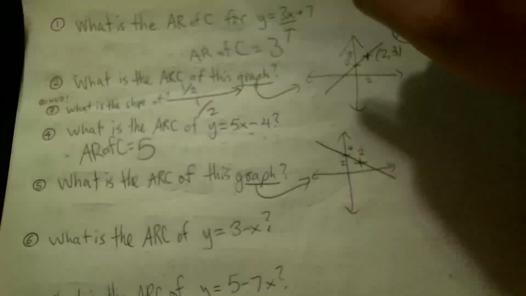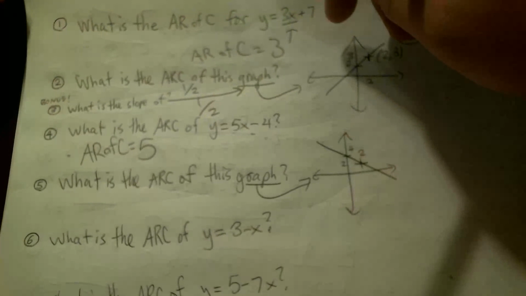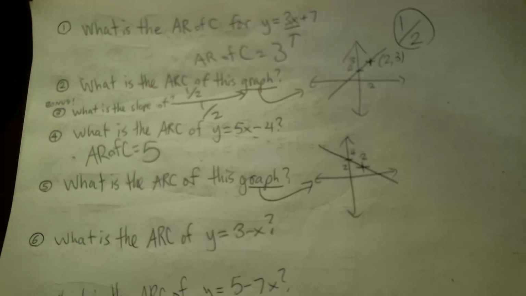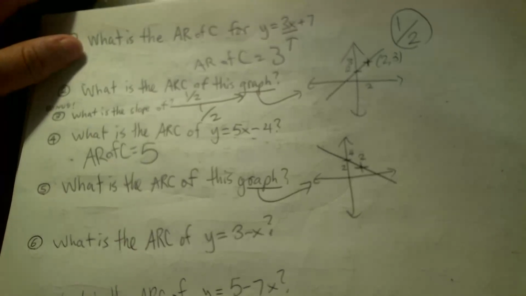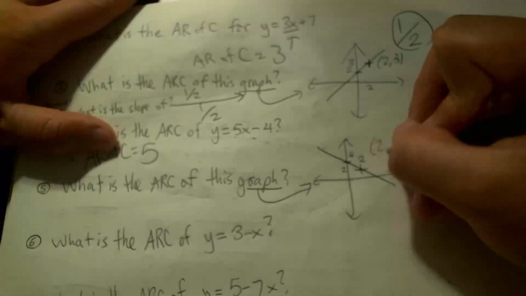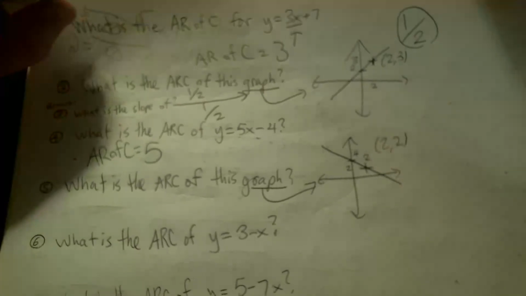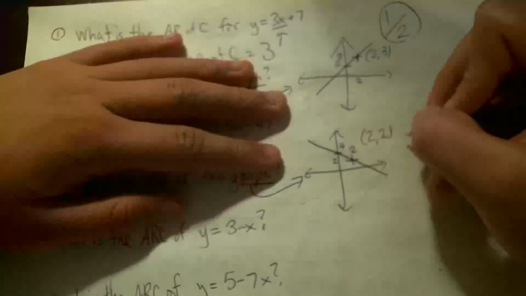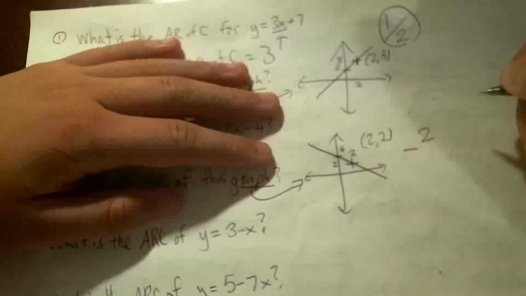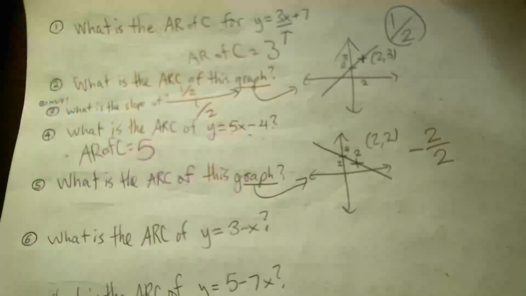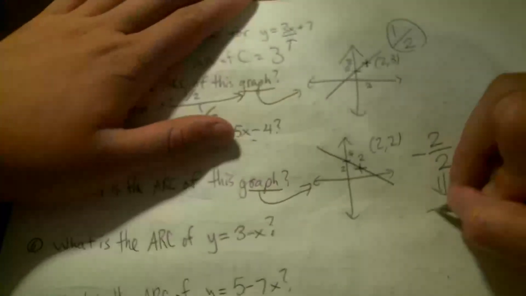Let's do the fifth one, which asks what is the average rate of change of this graph, which has the y-intercept as 0, 4, and has a point given as 2, 2. So we would just have to find the average rate of change here. We can have a change of negative 2 over a change of 2 for the x-axis, which just simplifies to negative 1. So that would be the average rate of change.